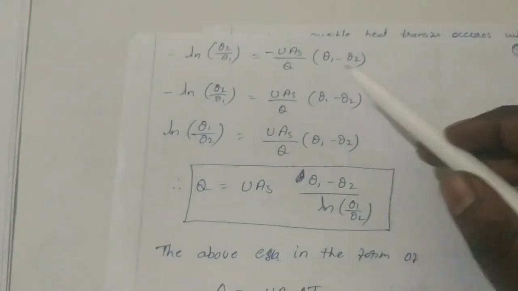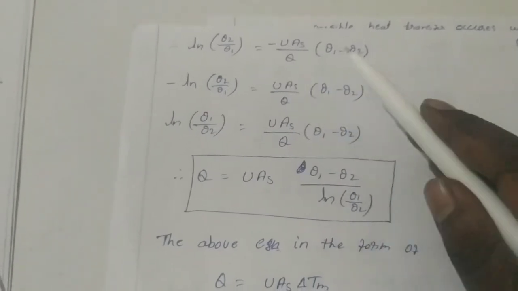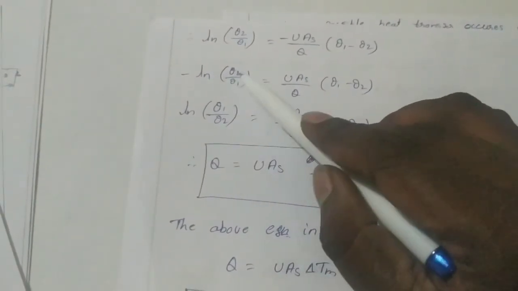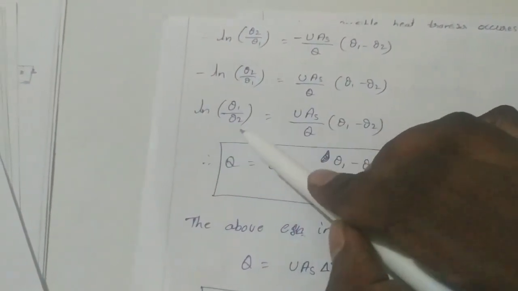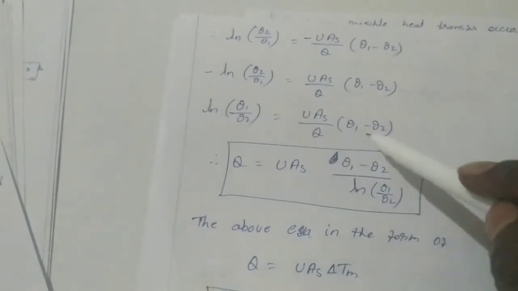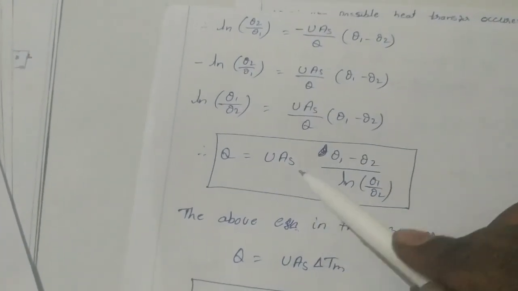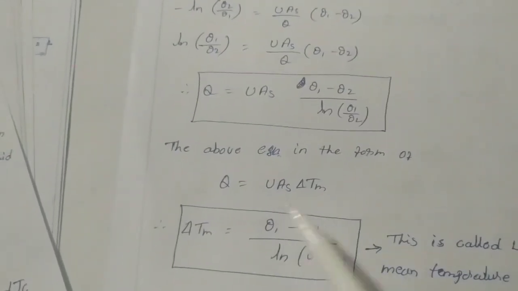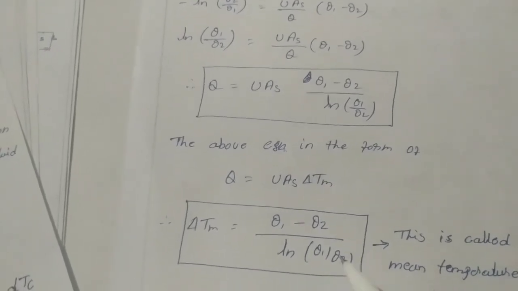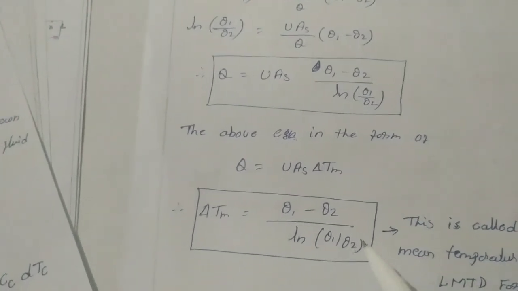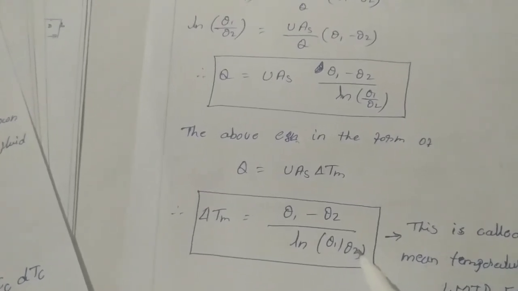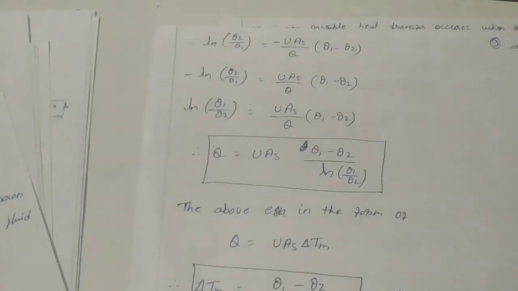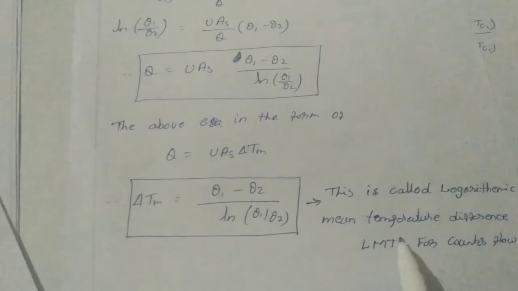So look at it, that is theta 1 minus theta 2 as it is. If we transfer the minus to this side, this becomes minus of ln theta 2 by theta 1. So ln of theta 1 by theta 2 is equal to UA divided by q times theta 1 minus theta 2. So q is equal to UA times theta 1 minus theta 2 divided by ln of theta 1 by theta 2. This is called the LMTD, and observe that the LMTD formula for both parallel and counter flow is the same. This is the equation called the LMTD method for the counter flow heat exchanger. Thank you.